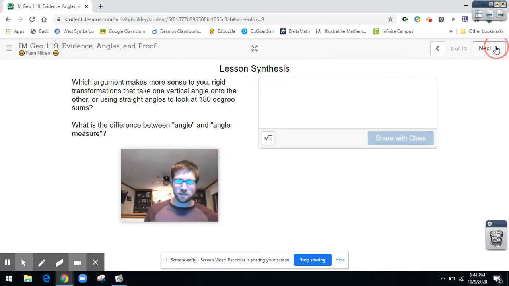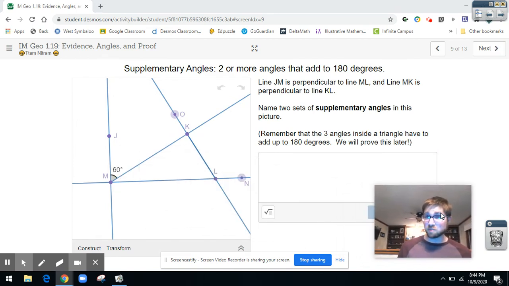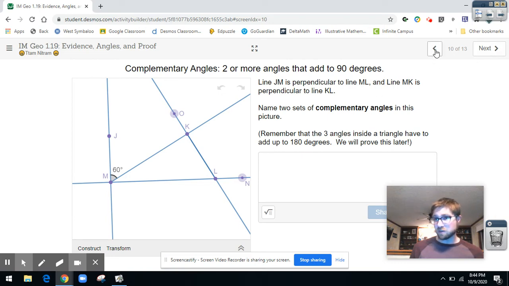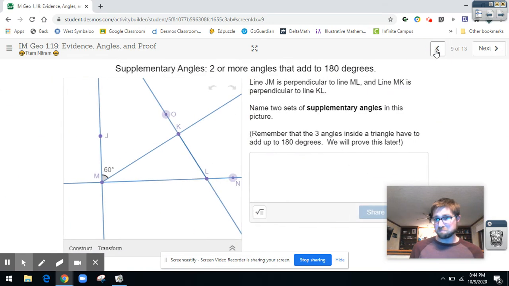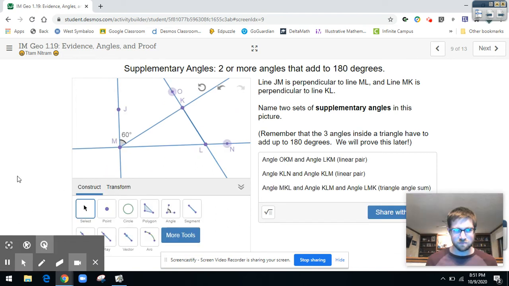If you want to answer the question in here, that's fine. But the other thing that we want to talk about is supplementary angles, which are angles that add up to 180 degrees, and complementary angles, which add up to 90 degrees, okay? So based on those definitions, I want you to take a moment and answer the questions on these two pages about supplementary and complementary.